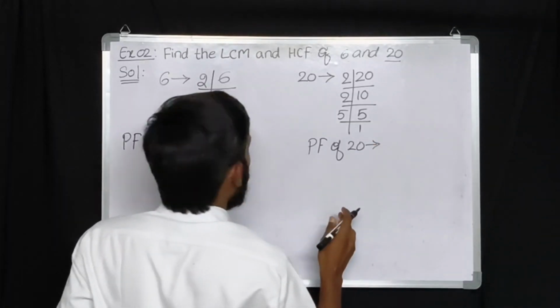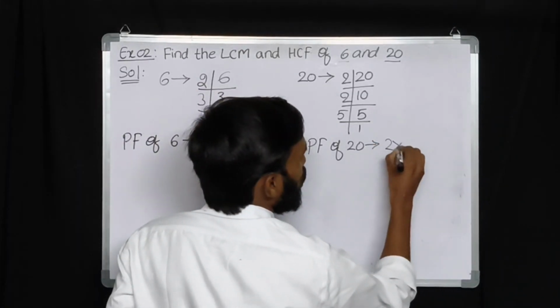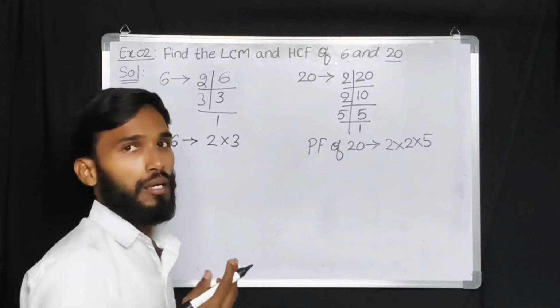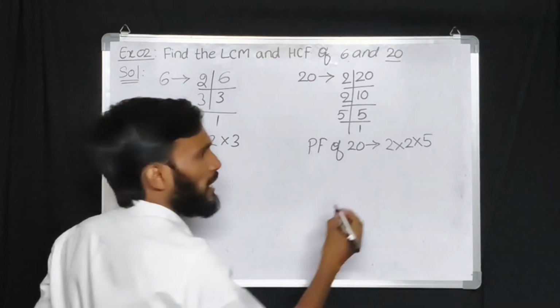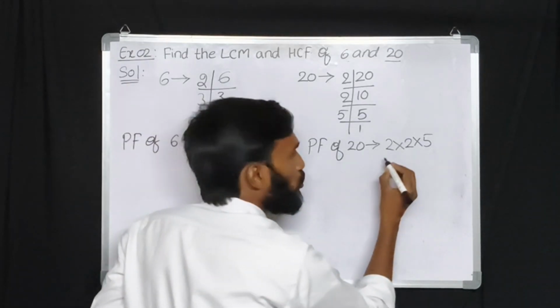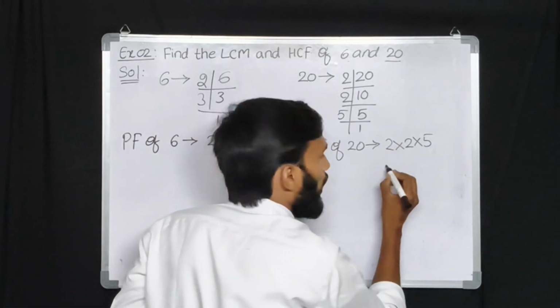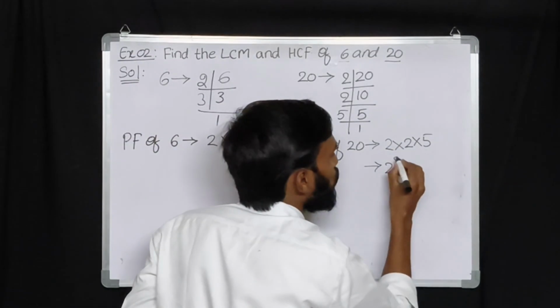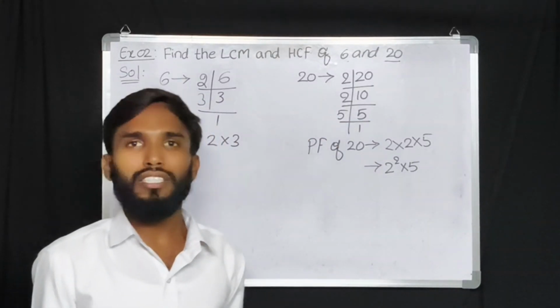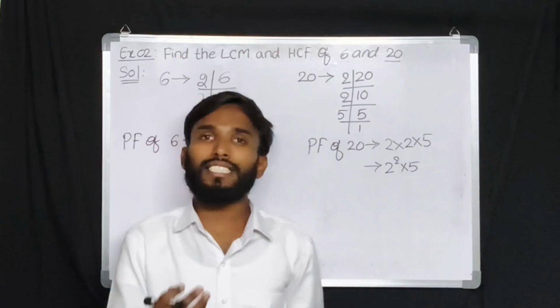The prime factorization of 20 is 2 into 2 into 5. If you observe, you know the powers concept, the square concept. See how many 2's are there? 2 2's are there. So how can you write that? 2 into 2 is nothing but 2 square. 2 into 2 is nothing but 2 square, into 5. This is the prime factorization. This is how to find the prime factorization of such numbers.